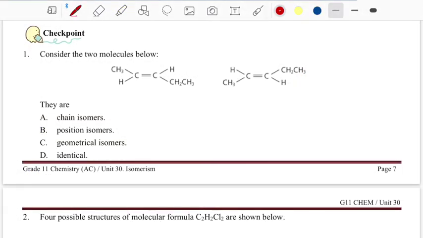Now let's go through the checkpoint questions. You can pause the video here, attempt all questions, and then listen for the explanation. Question 1. Consider the two molecules below. Are they chain isomers, position isomers, geometrical isomers, or identical molecules? First, if you take a look at the arrangement of the carbon chain, both of them have 5 carbons in the longest carbon chain, so they are not chain isomers.